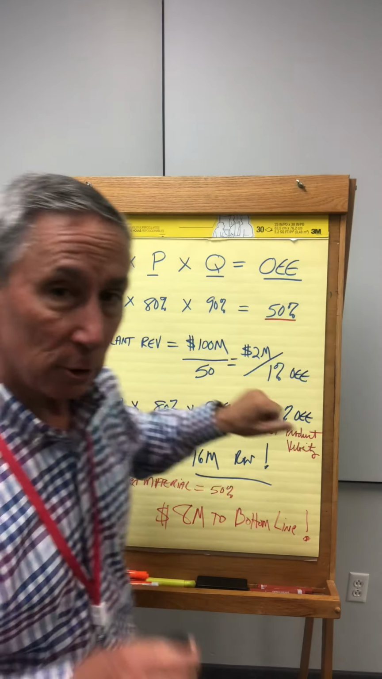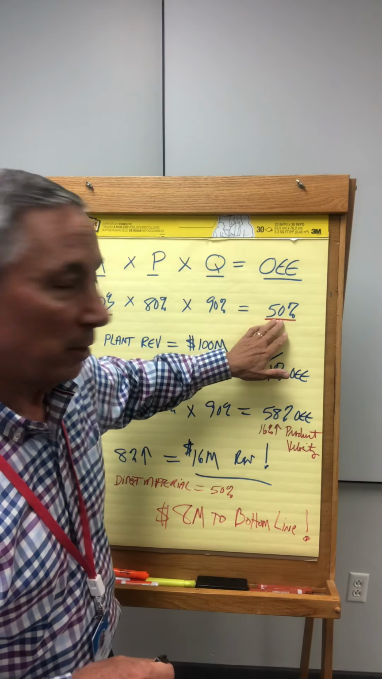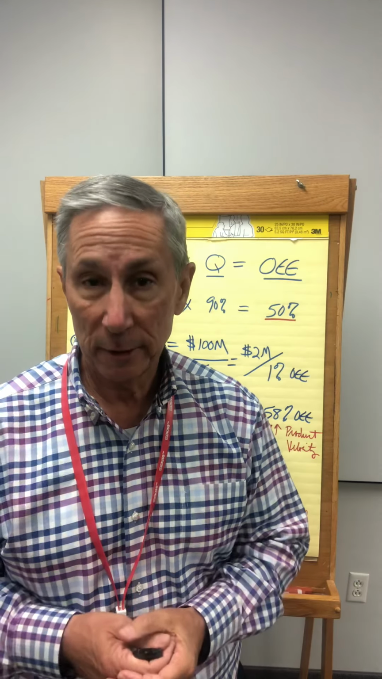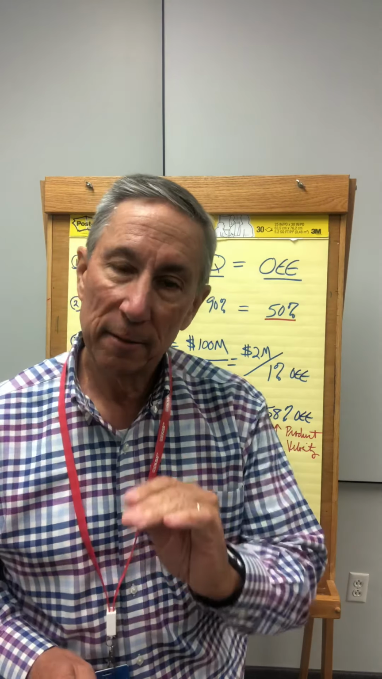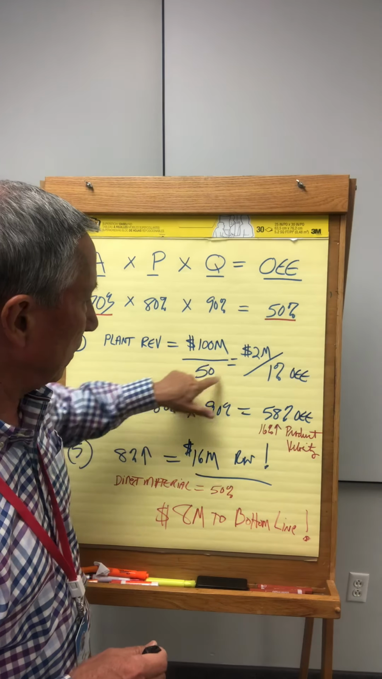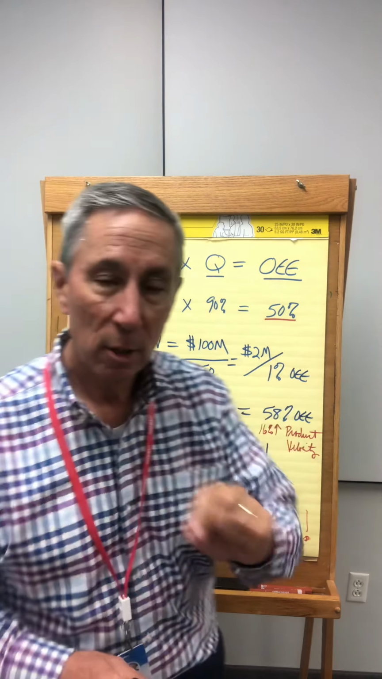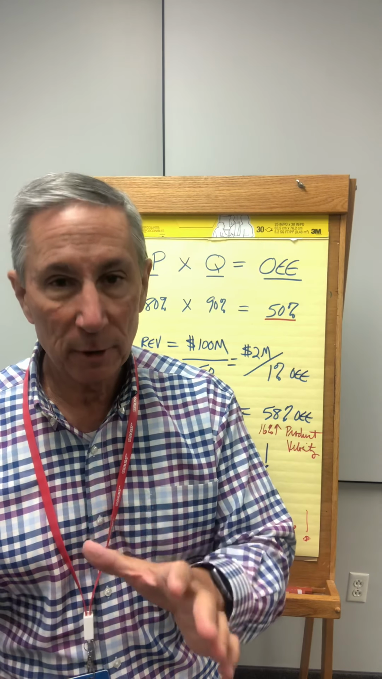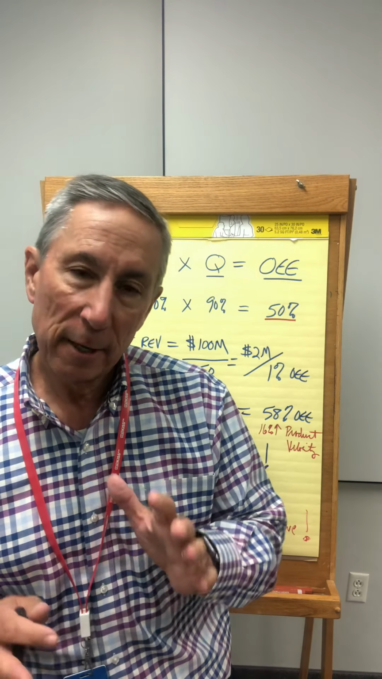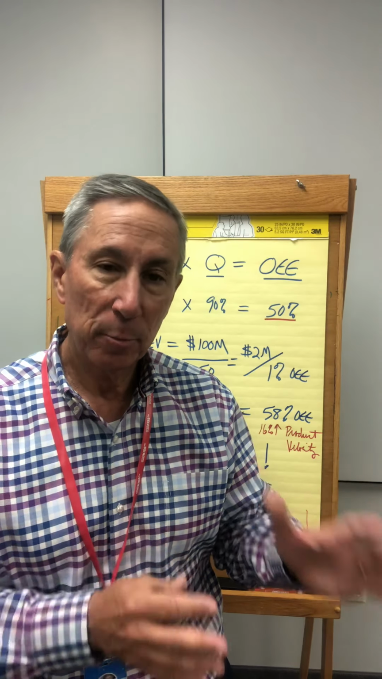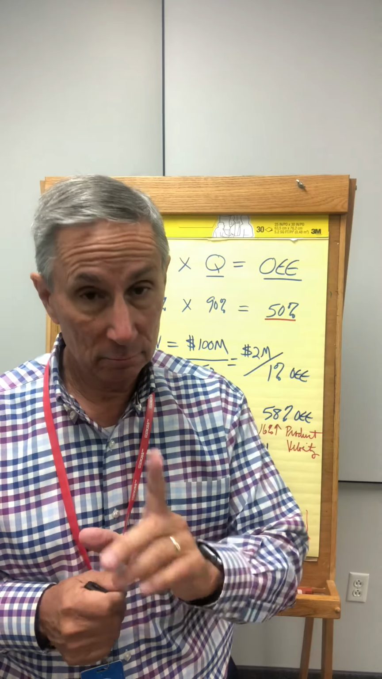So here's how you start to quantify it. 50% OEE. Let's say our plant on an annualized basis produces $100 million worth of product. We're running at 50% OEE. So 100 divided by 50 is $2 million for every 1% of OEE. Now that's revenue, it's top line stuff. So for every percent improvement in OEE, I could produce another $2 million worth of product.